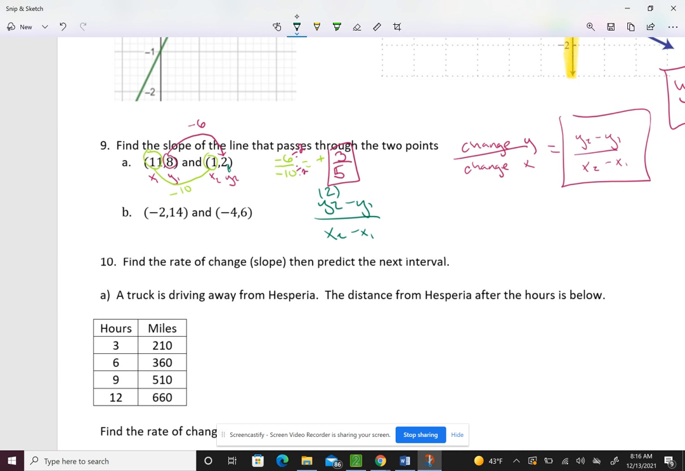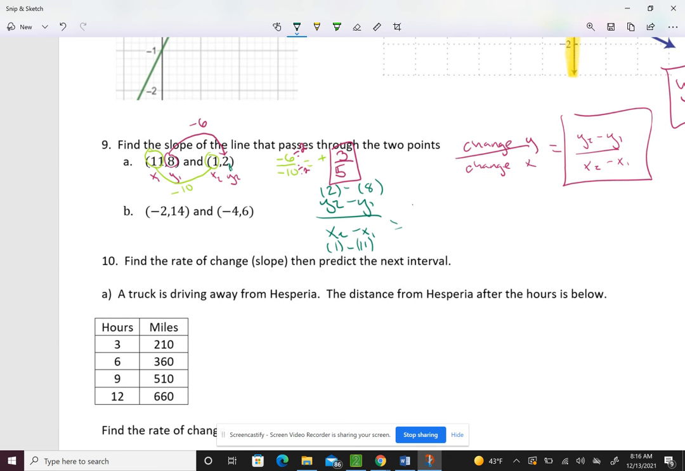Make sure you plug in parentheses. This first y is 8. Make sure it's minus. And then we're going to do the same thing for x. Second x is 1. First x is 11. So I get 1 minus 11. So 2 minus 8 is negative 6. 1 minus 11 is negative 10, which once again reduces down to 3/5.